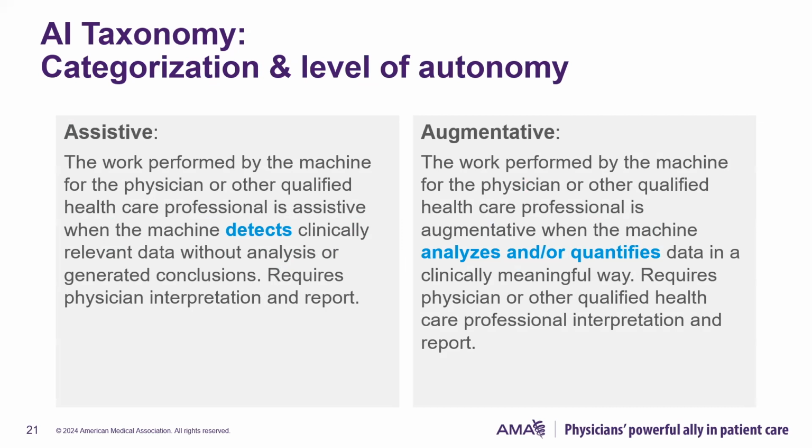This is where we get into the categorization of AI into one of three types: assistive, augmentative, and autonomous. Each of these definitions begins with the foundational feature, which is work being done by machine. For assistive, the keywords are detects and clinically relevant. An assistive service may process data, but this does not include analysis, nor does it generate conclusions.